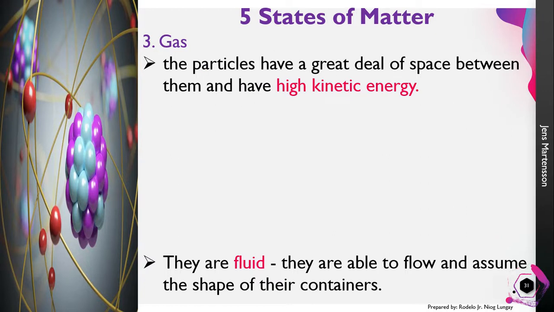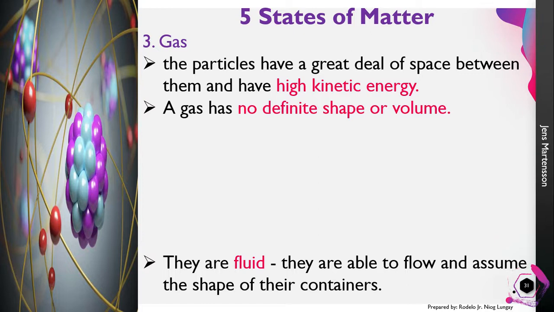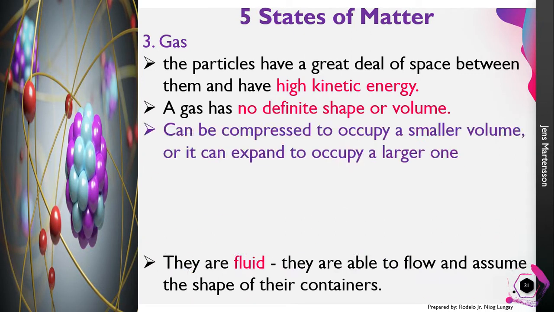So, compared to the particles of solid and liquid, the particles of gas have a great deal of space between them and have high kinetic energy. Why is its kinetic energy, or energy in motion, so high? Because its particles move more freely since they are not stuck together. The particles of gas are far apart from each other. That is why it has high kinetic energy. So a gas has no definite shape or volume and can be compressed to occupy a smaller volume, or it can expand to occupy a larger one.